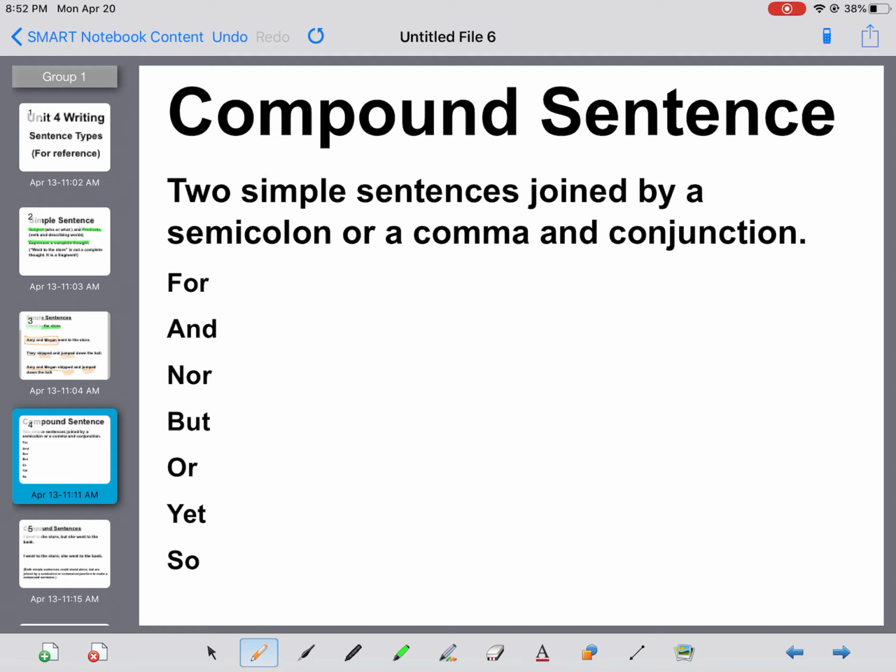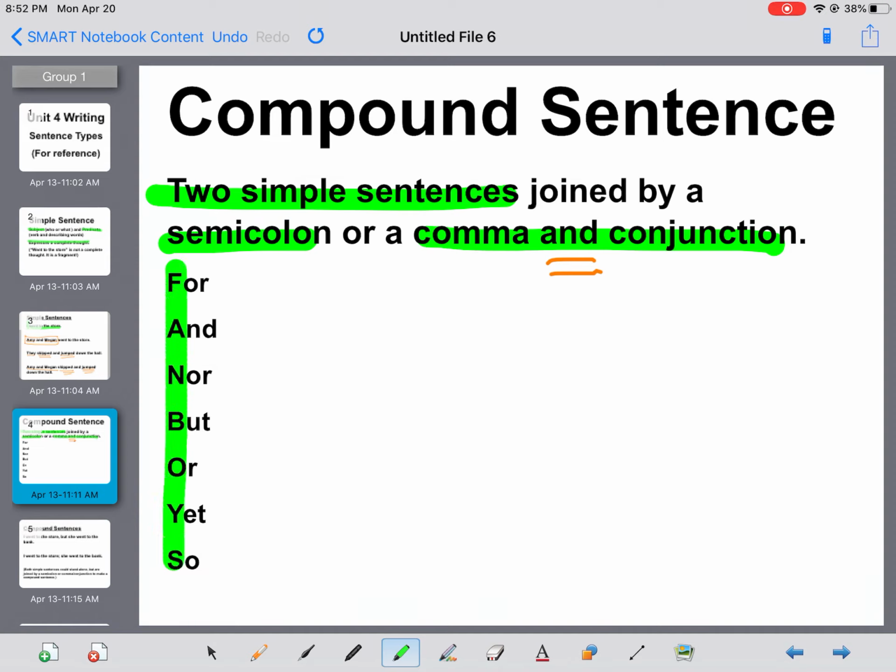The next type of sentence is a compound sentence. And a compound sentence is just when you take two simple sentences and you join them together into one sentence. So we've got two simple sentences and they are joined by a semicolon or a comma and conjunction. Okay, and you should remember from grammar, this should ring a bell, the FANBOYS, to help us remember those conjunctions: for, and, nor, but, or, yet, so. Those are our joining words that you can use to join two simple sentences into a compound sentence.